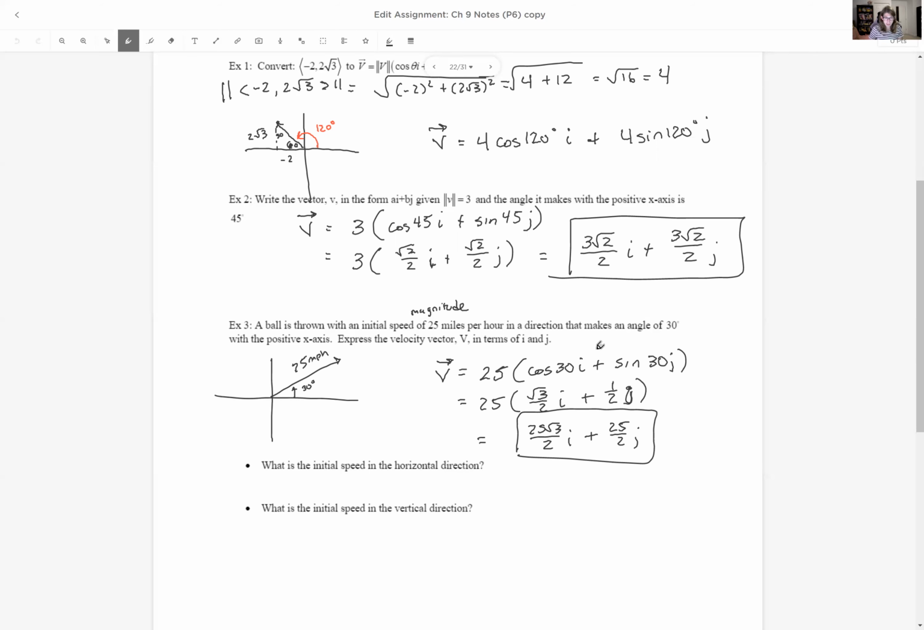What is the initial speed in the horizontal direction? Horizontal, that's our i direction. So that's 25 square root of 3 over 2, which I typed into my calculator earlier, is about 21.65 miles per hour. So it's going pretty quick outward. And then what's the initial speed in the vertical direction? We look at the j component. 25 over 2, that's something we can do in our heads. That's 12.5 miles per hour. So it's definitely not traveling as fast upwards as it is outwards.